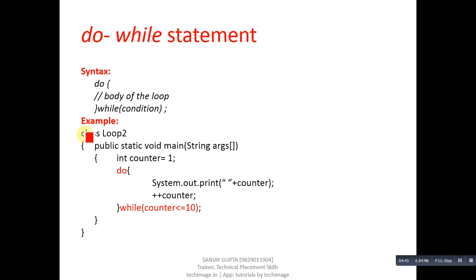Third type of loop is do while. So do while statement is similar to C and C++. In do curly braces we write body of the loop, then with while we have to mention condition. So it is also known as bottom tested loop. So it has a drawback. If condition is false first time, then also it will repeat one time, at least one time.